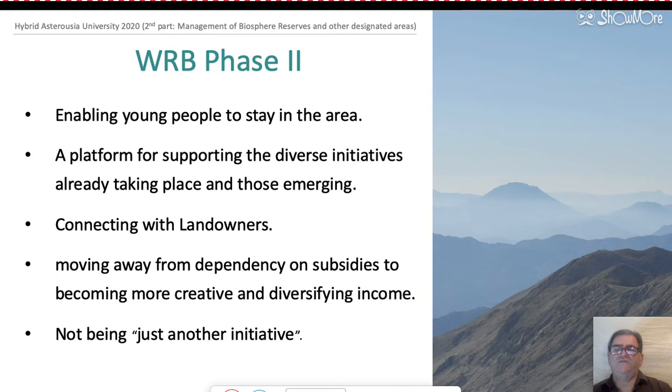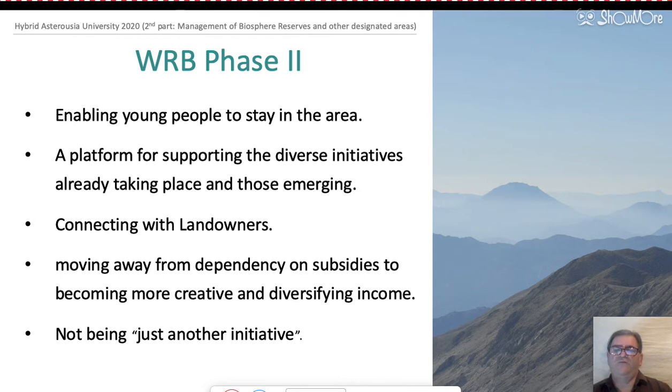The next phase was actually to go out and deliver these projects with specific aspects in mind, enabling young people to stay in the area. This is something which is critical to sustainable outcomes. We wanted a platform that would support diverse initiatives, as I said, not only tourism.